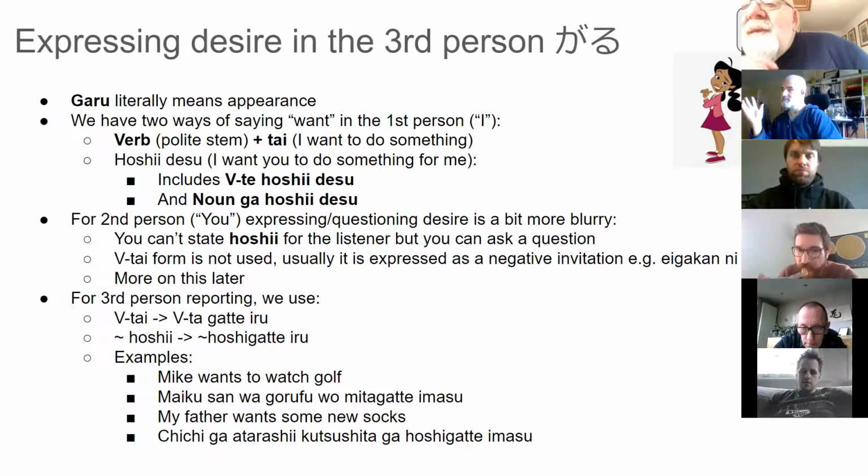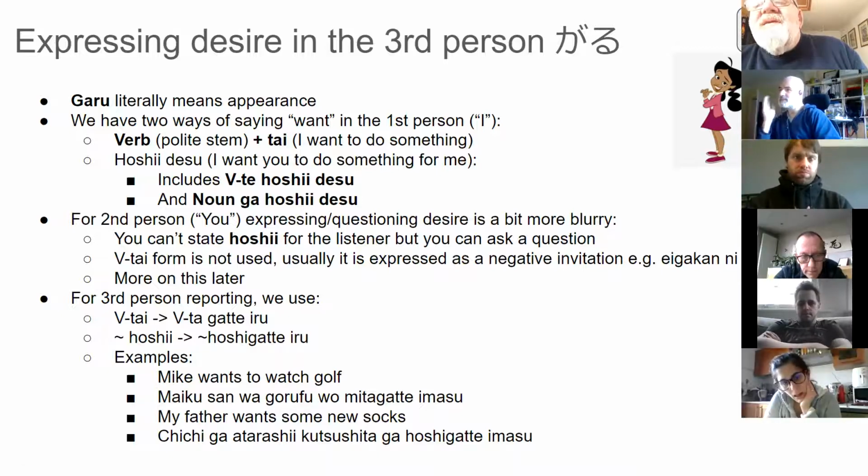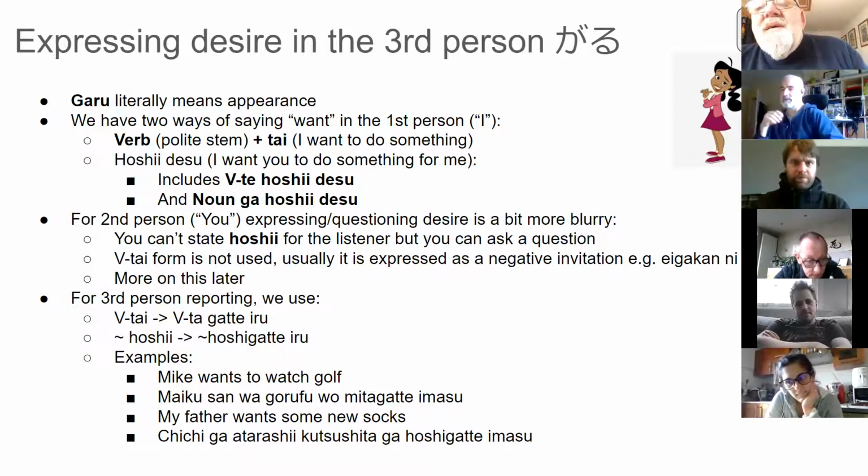Moratte, morai-tai, gatte. No. Use this form here. This verb-tai-gatteru. 靴下をもらいたがっている。もらいたい。もらいたがっている。I have to put my teeth in. もらいたがっている。Exactly. Yes. Okay, good.